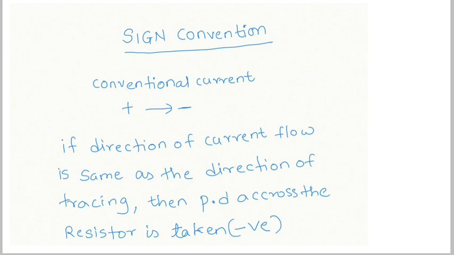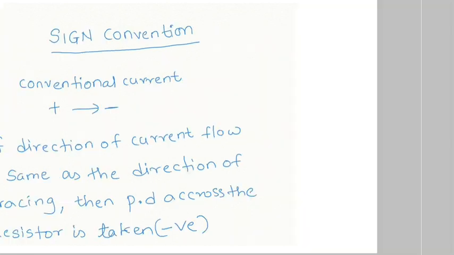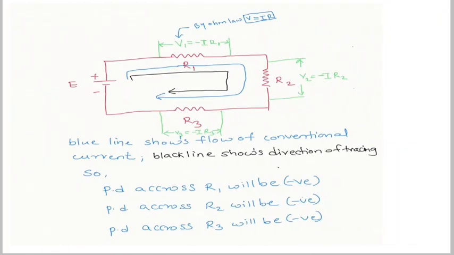So here we will be tracing the circuit, meaning we will be moving from one point of the circuit to another point. If the direction of tracing and the direction of current is the same, then we will consider the potential difference across the resistor to be negative. Okay, so look at the diagram here.